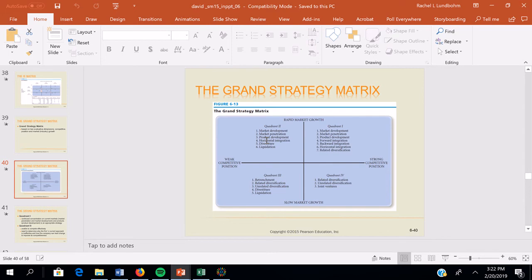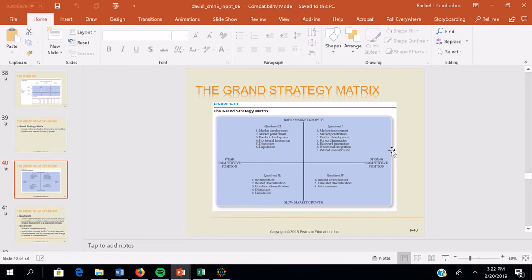So in order to compute the grand strategy matrix, all you're going to do is look at a company and decide which quadrant that it falls into. So let's look at Amazon.com, for example. So first we would look, do they have a weak competitive position or strong competitive position? I would say it's strong, so we throw them over on this side. Then we say, do they have slow market growth or rapid market growth? I would say it's rapid. That would put them in quadrant 1. Quadrant 1 says that a company that falls into quadrant 1 should use one of the following 7 strategies.